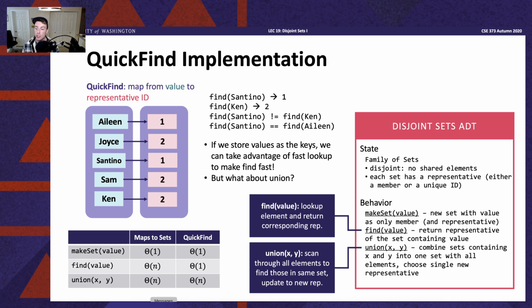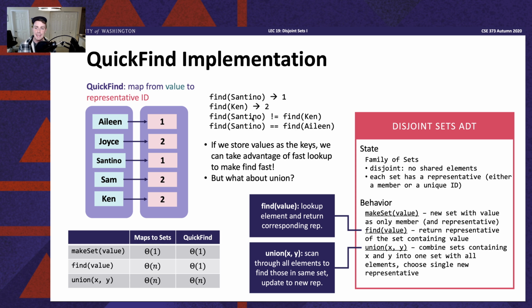This representation is very helpful because it lets us get instant access to the representative ID for any particular value. So what if you want to find what set Santino's in? Well, we just look it up in the map. We get that O of 1 access if it's a hash map. It says Santino's in set 1. We can find Ken and say Ken's in set 2. We can then identify whether Ken and Santino are in the same set: we find both of them and ask, do those agree? Since Santino's in set 1 and Ken is in set 2, we know they're in different sets. But Santino and Eileen are in the same set because they have the same representative ID.